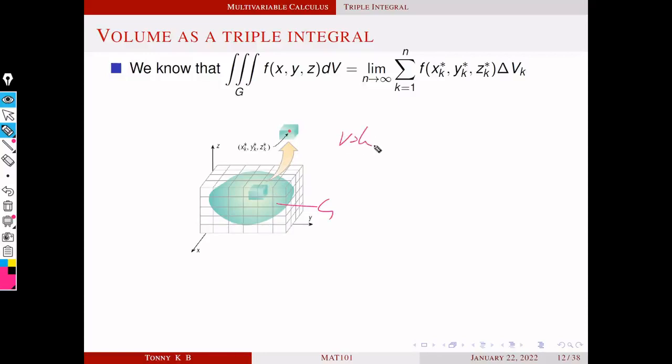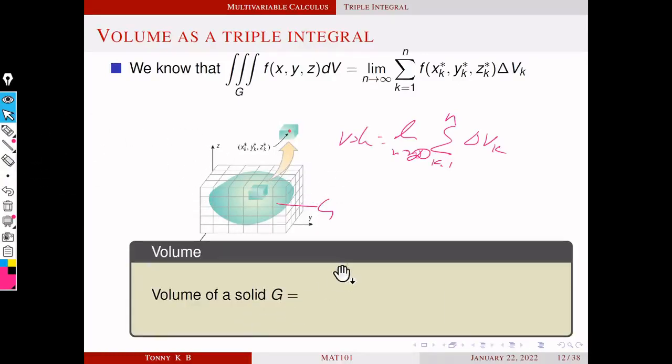Then how to find the volume? You simply evaluate the limit n tends to infinity of sigma k equal to 1 to n delta Vk, right? Because delta Vk is the volume of the kth element. You take the sum of all such volumes and take n tends to infinity. So that gives the volume of the solid. That's the idea of evaluating the volume. So the volume of solid G is equal to limit n tends to infinity sigma k equal to 1 to n delta Vk.